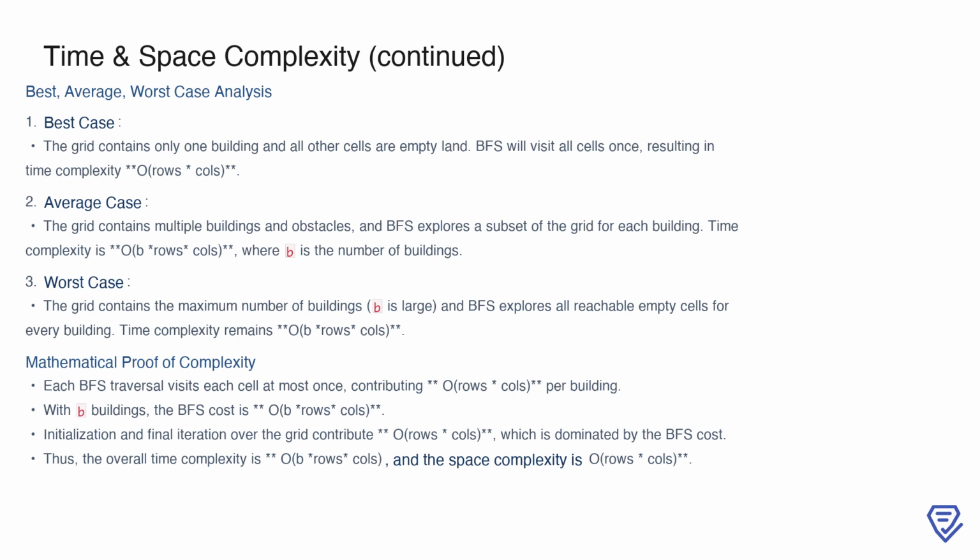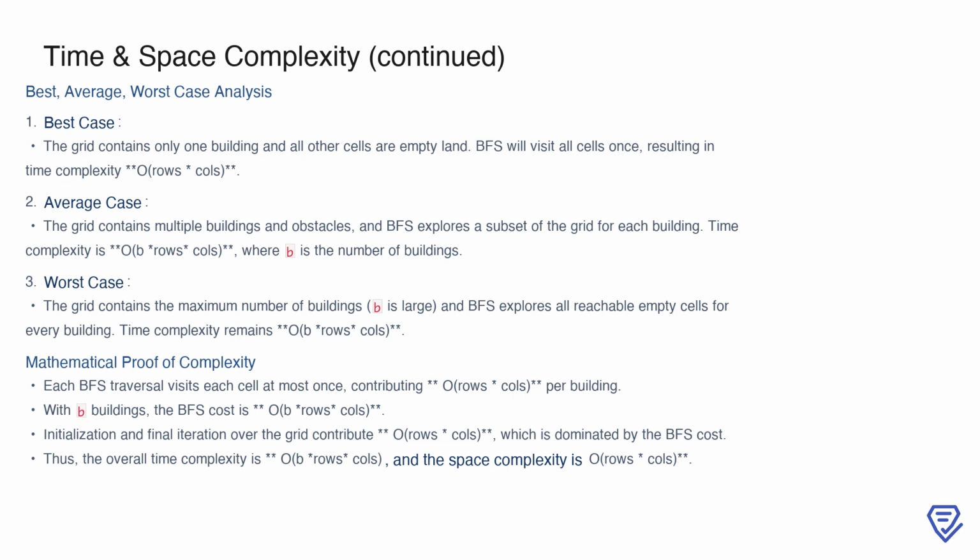Each BFS traversal processes each cell at most once, contributing O(rows * cols) per building. With B buildings, the BFS cost adds up to O(B * rows * cols). Since the initialization and final iteration steps also require O(rows * cols) each, these are dominated by the BFS cost. Thus, the overall time complexity is O(B * rows * cols), and the space complexity is O(rows * cols).